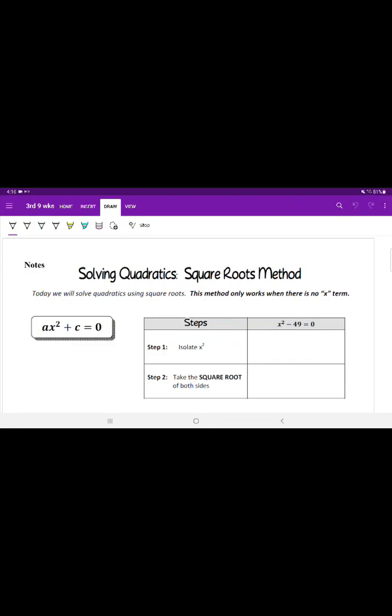Okay, class, so all that simplifying square roots and their operations are going to come to a head with solving quadratics. And we're going to use square roots to solve these quadratics, so we had to know how to deal with them. All right, so solving quadratics using the square root method.